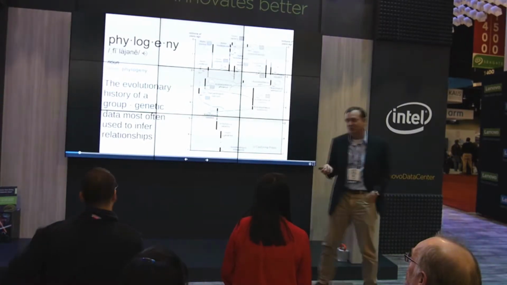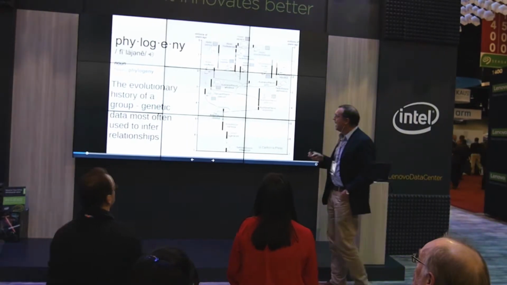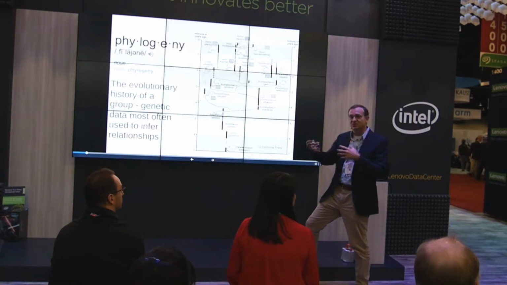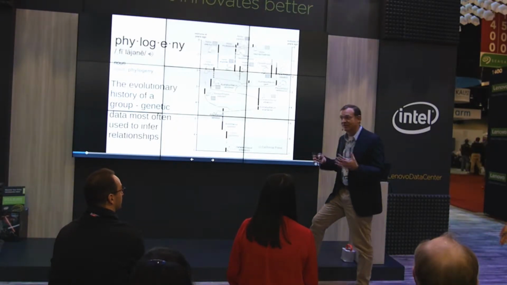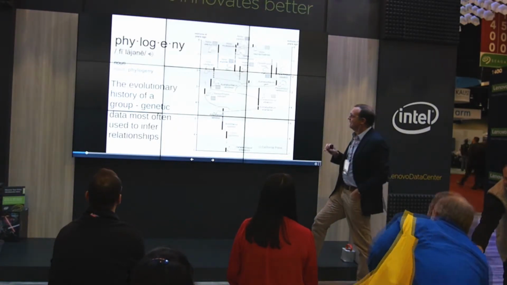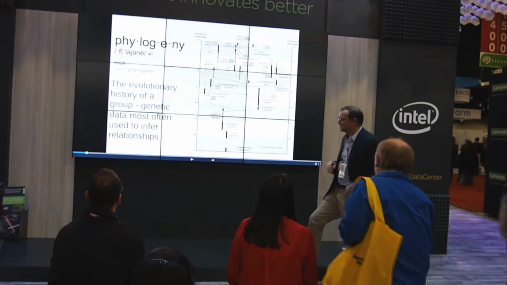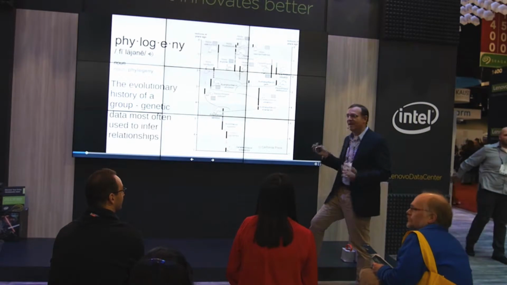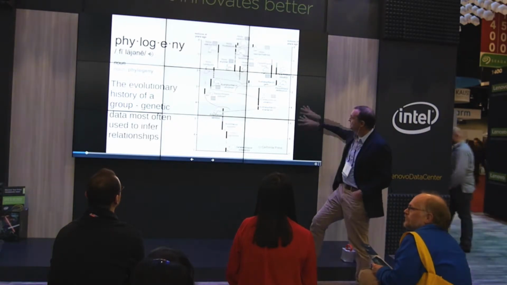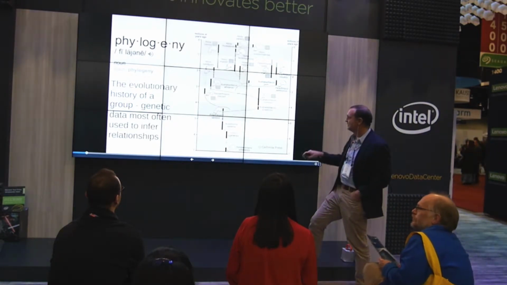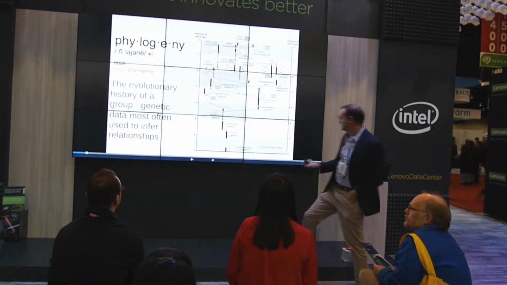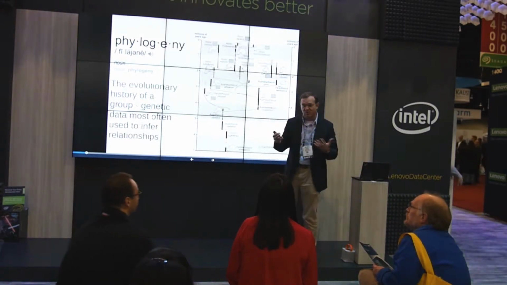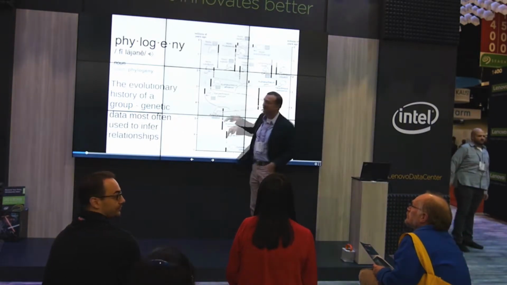Phylogeny is essentially the evolutionary history of a group. Today, the data that we use to reconstruct phylogeny is primarily genetic data, at least that's what's most often used to infer relationships, but we can use things like morphology or behavior. A phylogeny we typically represent with a branching diagram that shows on the x-axis points of divergence, where species split off to produce more species, and then along the y-axis is time.